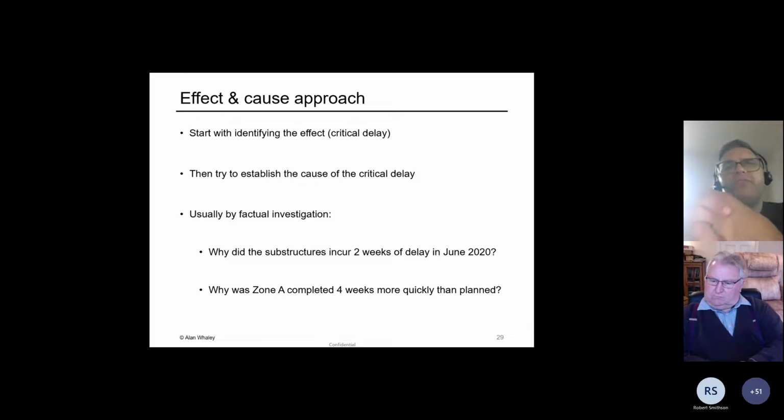So we ask ourselves factual questions like, why did the substructure incur 2 weeks of delay in June? Or why was Zone A completed 4 weeks more quickly than planned? If we're asking ourselves factual questions like that, it means we're doing an effect cause analysis. We're not saying how much delay did delay event one cause, because that's a cause and effect question. We're trying to find out why actually something did happen, and if that's delay event one, or if it isn't, it doesn't matter. We've found out what actually did cause delay.